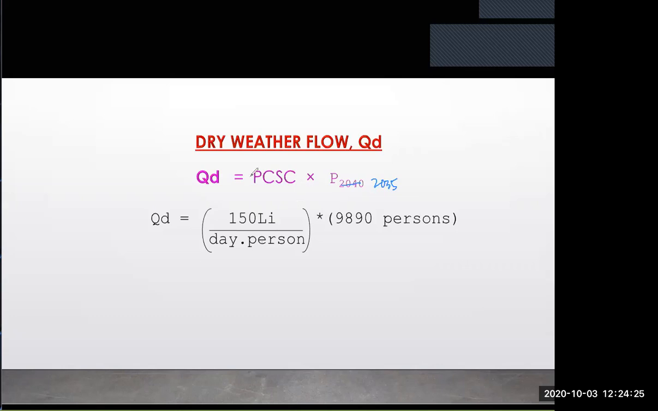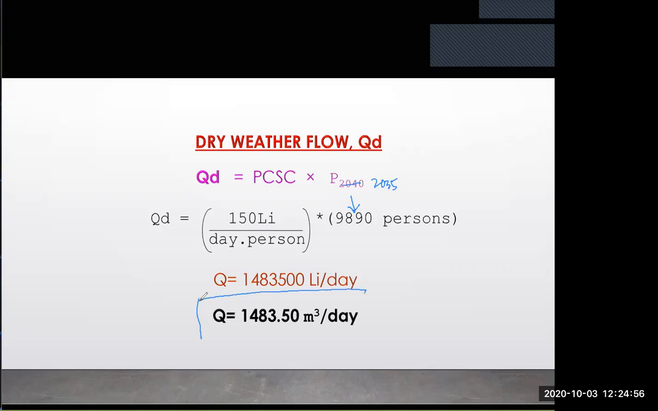And then you're given the per capita contribution. We have computed this one a while ago using your geometric progression, and you get 9,890 people. Afterwards, you get the dry weather flow in liters per day. I want it in cubic meters per second or cubic meters per day, so you just have to convert, and you get 1,483.5 cubic meters per day. Okay? So walang mahirap dito, class. All you have to do is multiply and then convert your units.